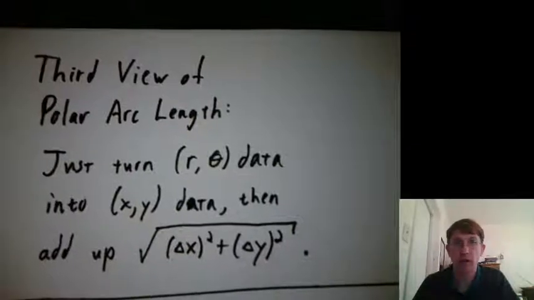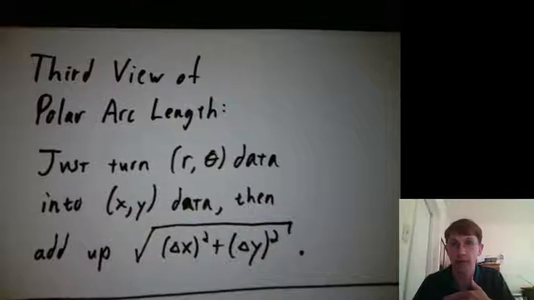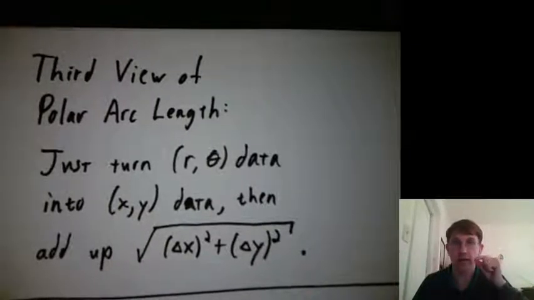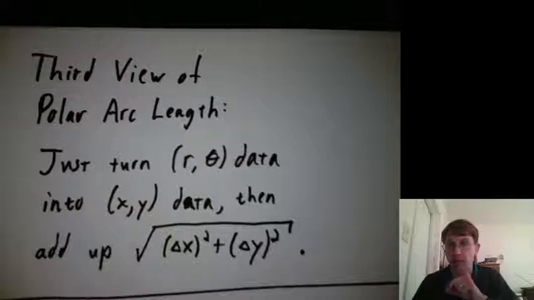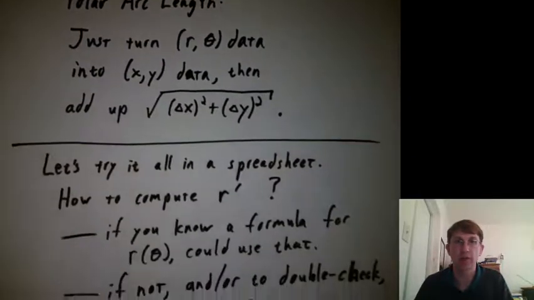Another way to think about arc length for polar coordinates is just to turn it into xy data. Decide on a small increment for theta and generate r, theta data, then turn that into xy data, and then add up the various small increments of arc length. So we'll try that. Let's try it in a spreadsheet.